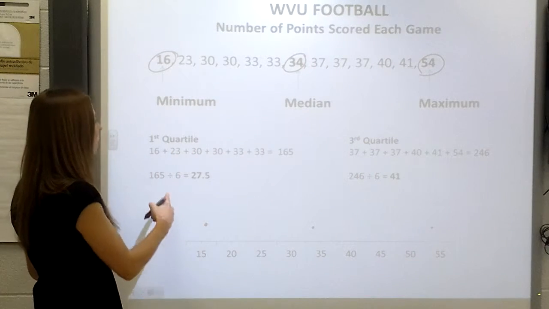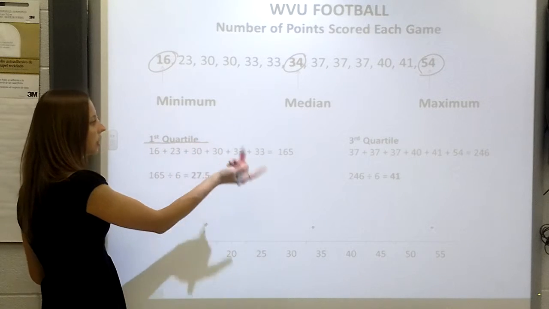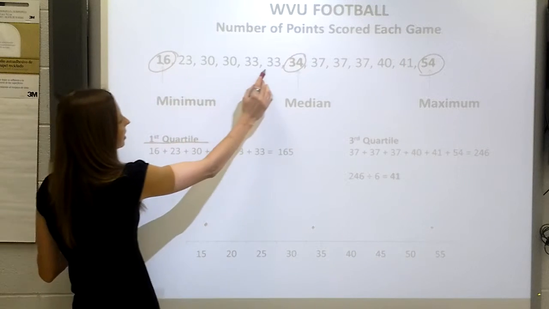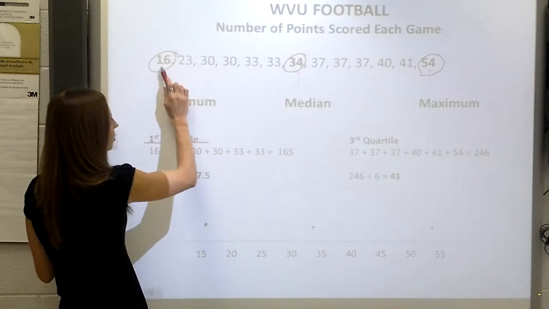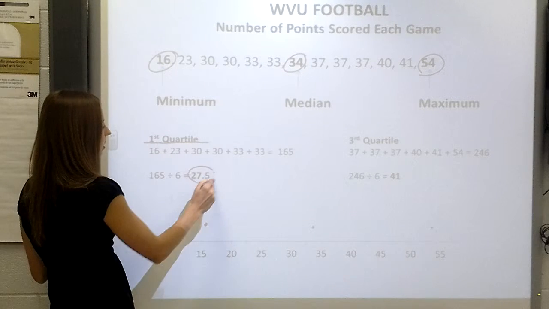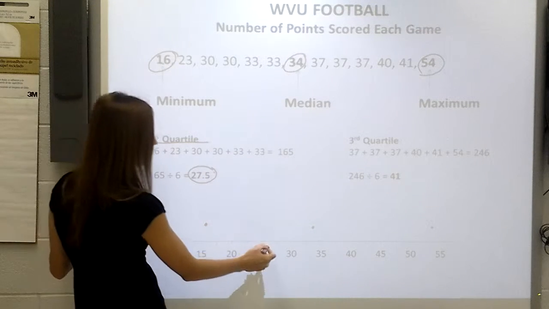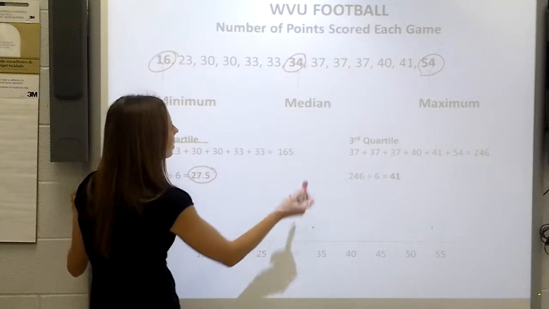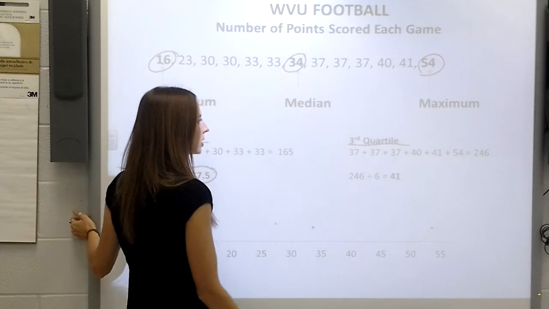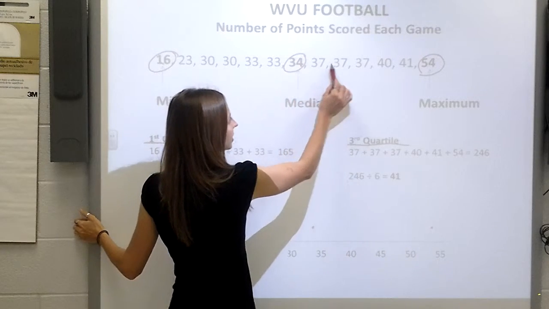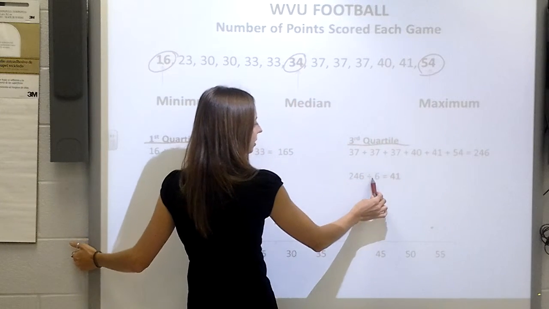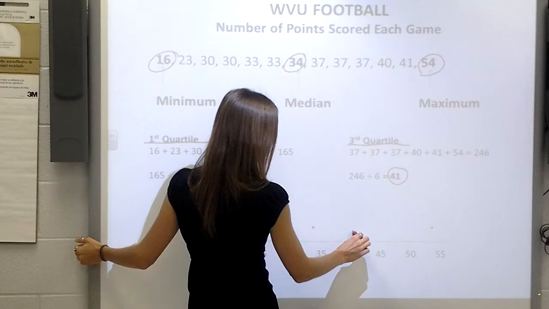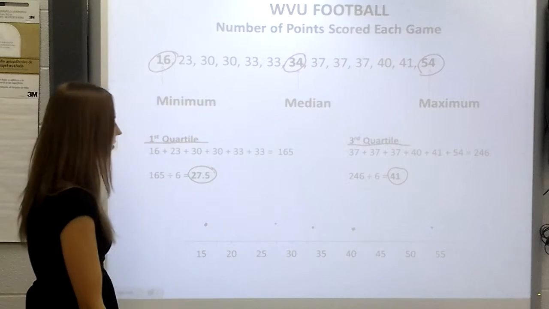Okay. Now what we need to do is the first quartile and the third quartile. So we added up all of our values between 16 and 33. We add those up and we divide by 6 and we get 27.5. So we can now add that also onto our graph. We do the same thing for the third quartile. We add from 37 over to 54 and then we divide by 6 and we get a score of 41. So we can now plot that point.